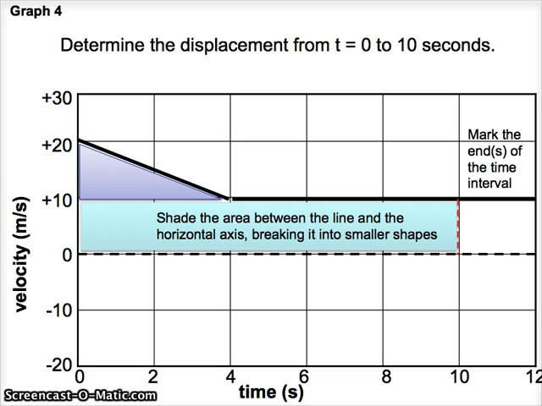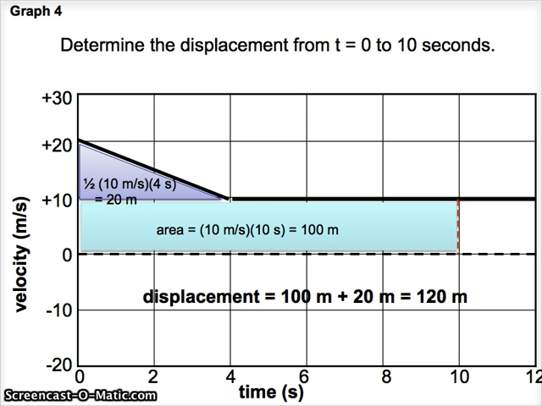And this is what I would choose. Again, there are a couple different ways you could set this up, but I would work with this triangle and this rectangle, making sure I use the scale on the axes. We find that the rectangle is 100 meters, and the purple triangle represents 20 meters. So our displacement would be 120 meters. Again, this is also the distance traveled, because this object only moves in the positive direction.